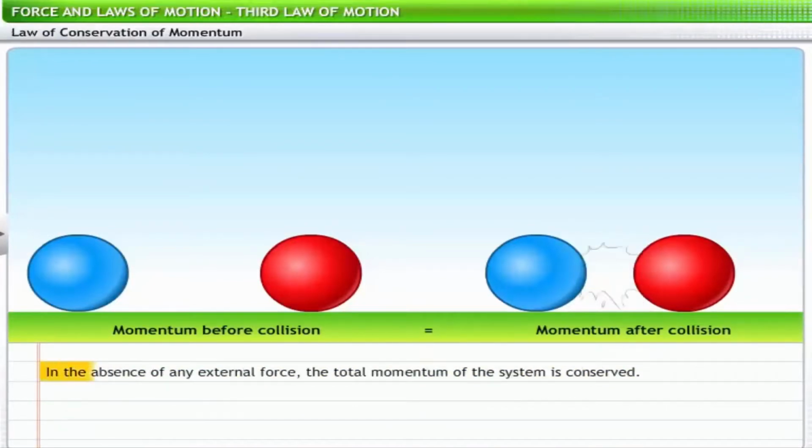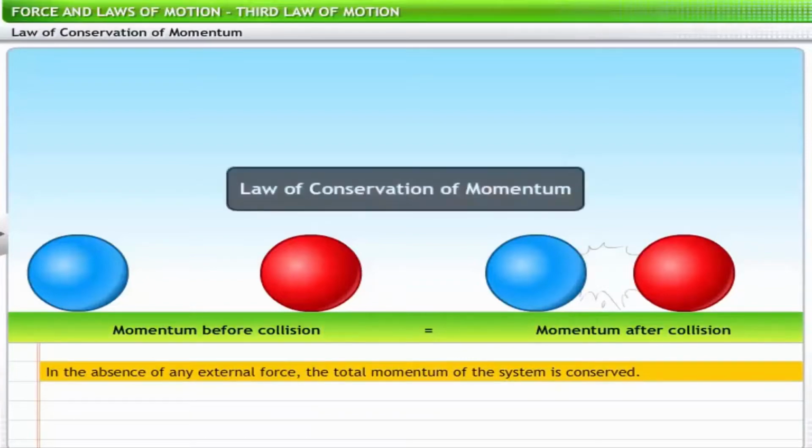Hence, in the absence of any external force, the total momentum of the system is conserved. This is known as the law of conservation of momentum. In this lesson, we will focus on linear momentum. Therefore, the law of conservation of momentum in this lesson actually refers to conservation of linear momentum.